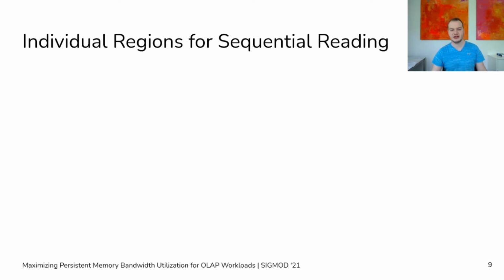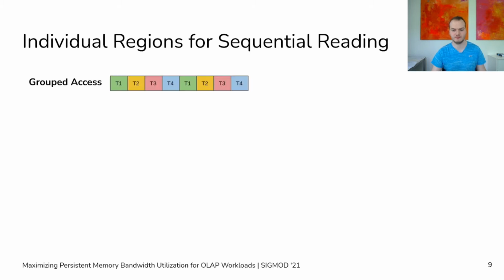So let's start with the sequential read access now. When examining sequential memory access, one must first differentiate between two basic access patterns: grouped and individual access. Grouped access works as follows.